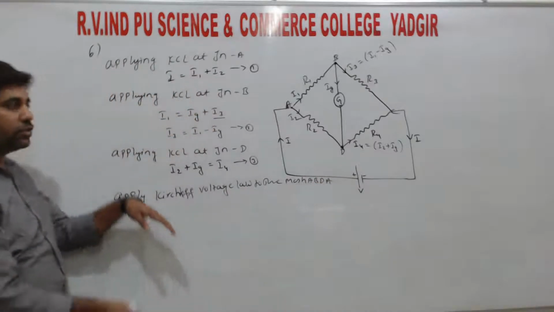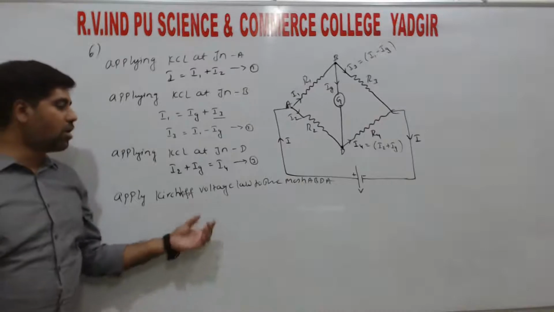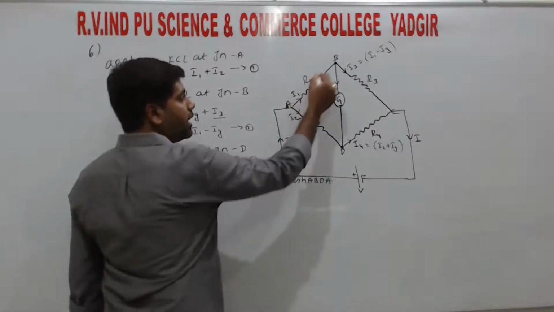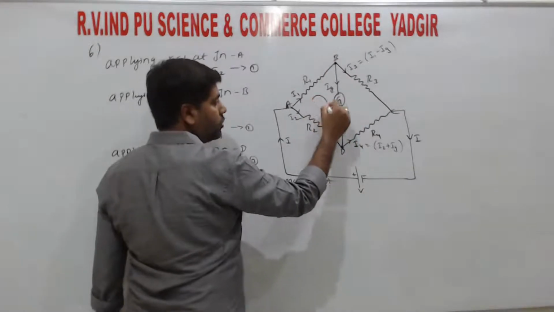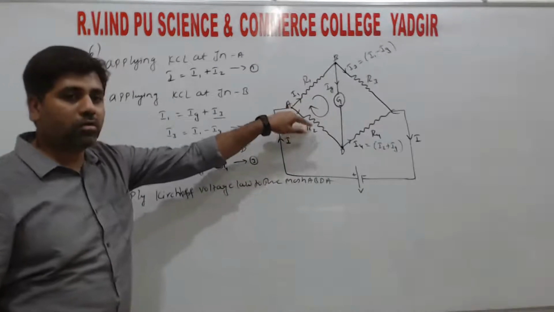So next, this much was the Kirchhoff current law. Next we apply Kirchhoff voltage law, or we call that one KVL, to the mesh A, B, D, A. So this is in the clockwise direction. This is the direction we are considering.